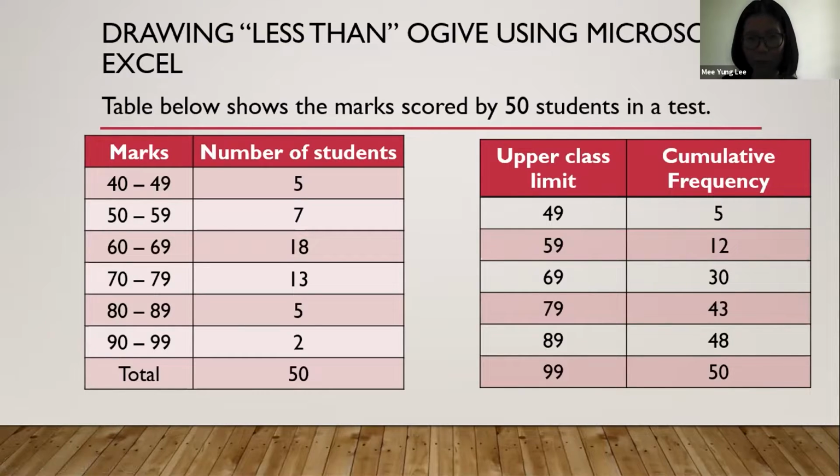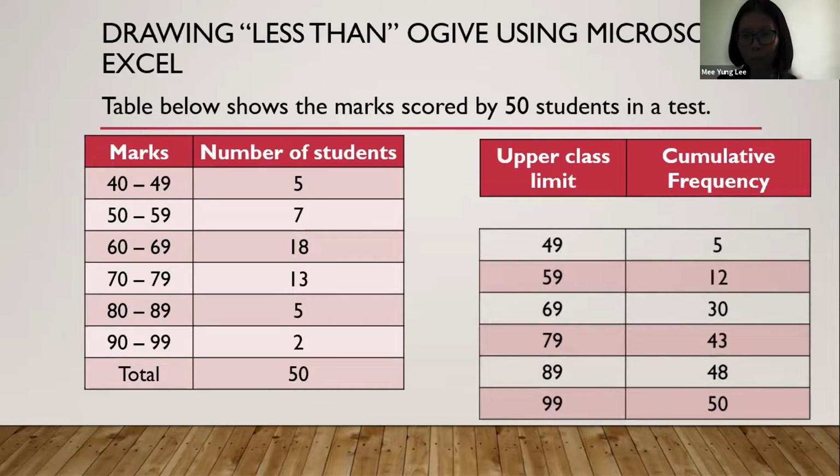So what we need to do so that our ogive could start from the x-axis is that we add another additional cumulative frequency before the first class. The additional cumulative frequency will have a cumulative frequency of 0. The upper class limit, you can identify from the existing upper class limits.